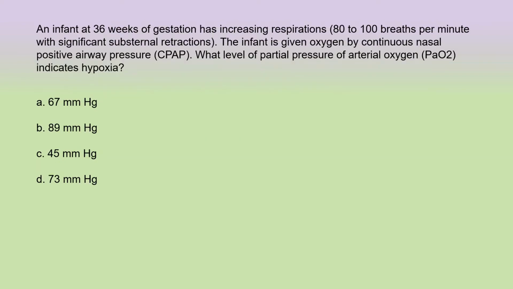An infant at 36 weeks of gestation has increasing respirations, 80 to 100 breaths per minute, with significant substernal retractions. The infant is given oxygen by continuous nasal positive airway pressure, CPAP. What level of partial pressure of arterial oxygen, PaO2, indicates hypoxia? A. 67 mm Hg. B. 89 mm Hg. C. 45 mm Hg. D. 73 mm Hg.